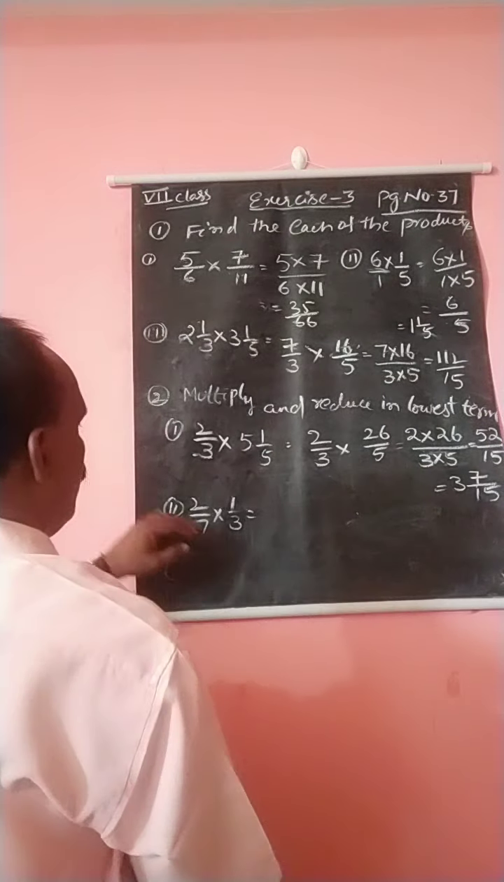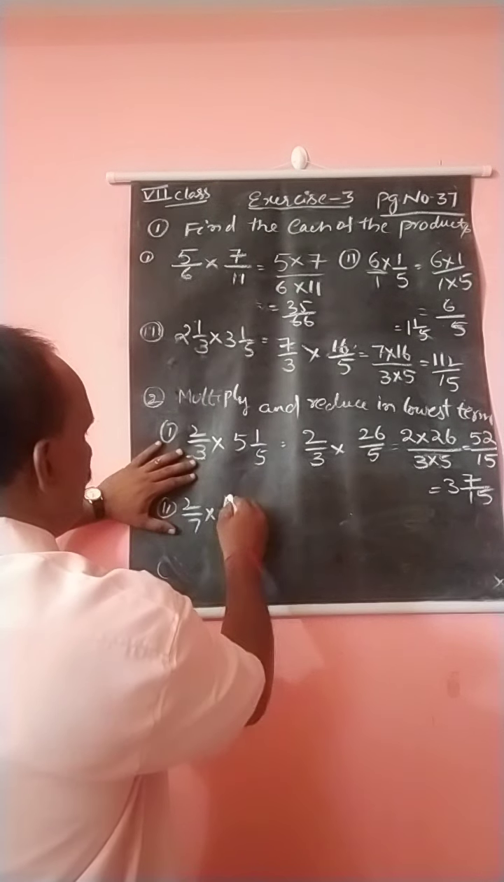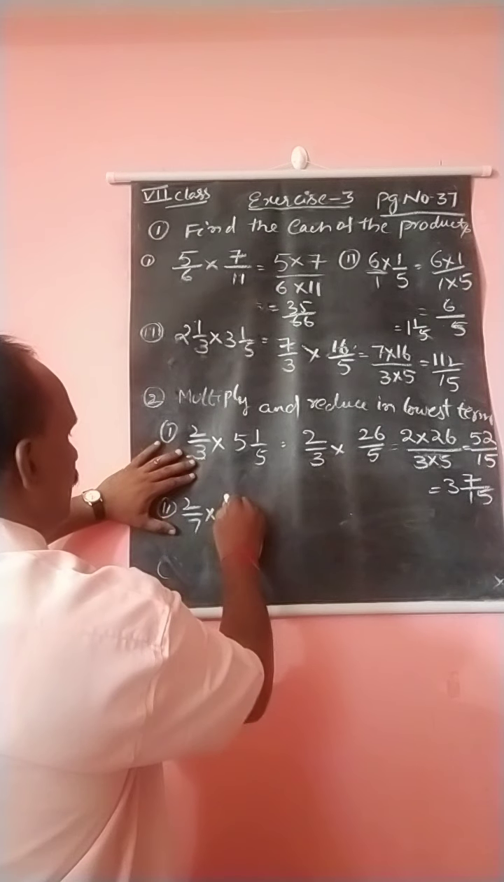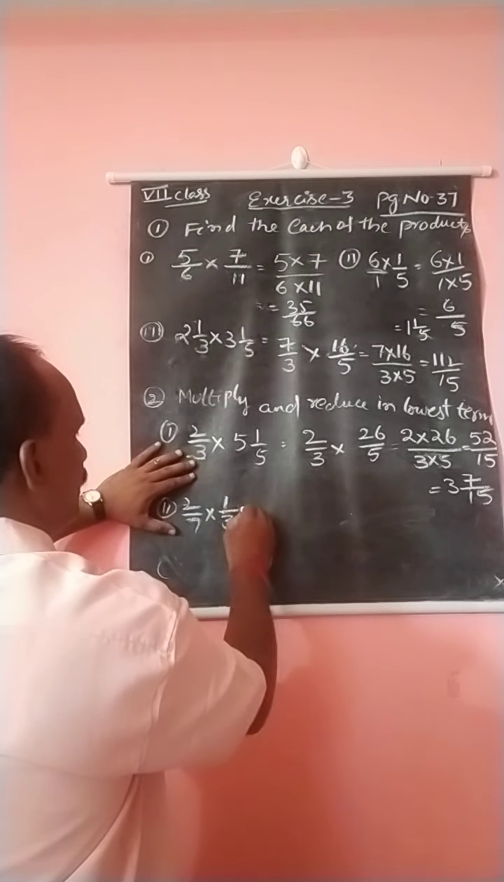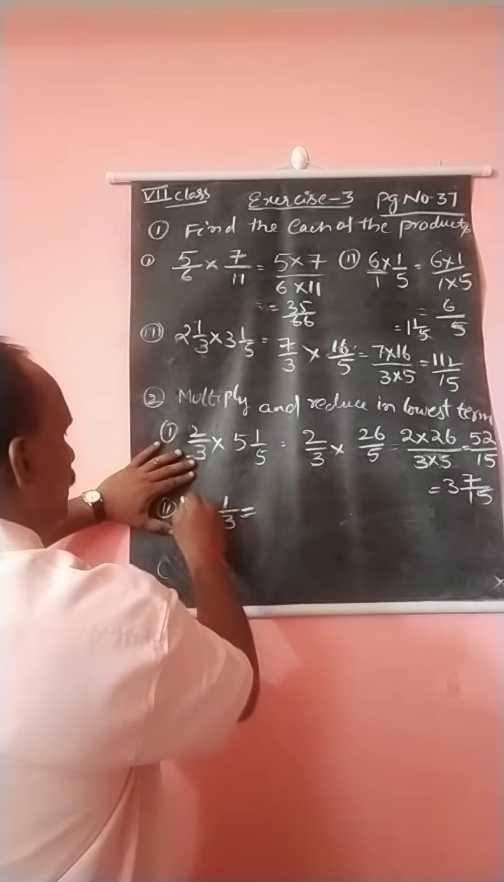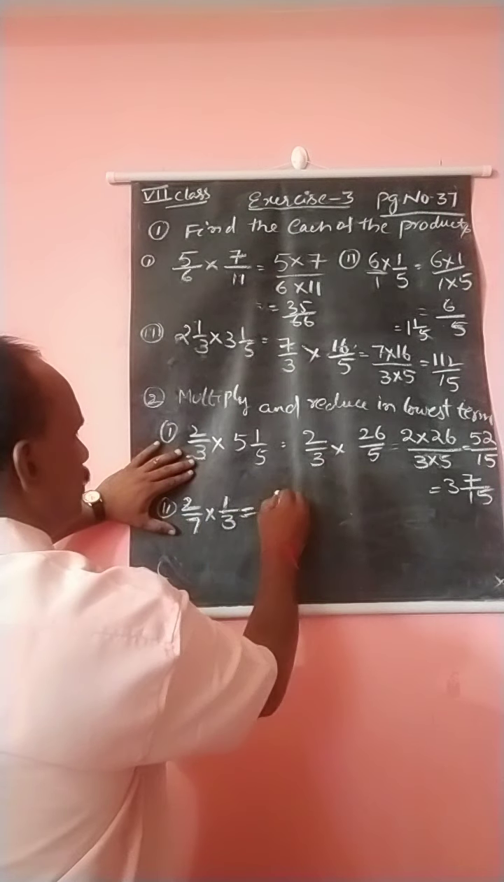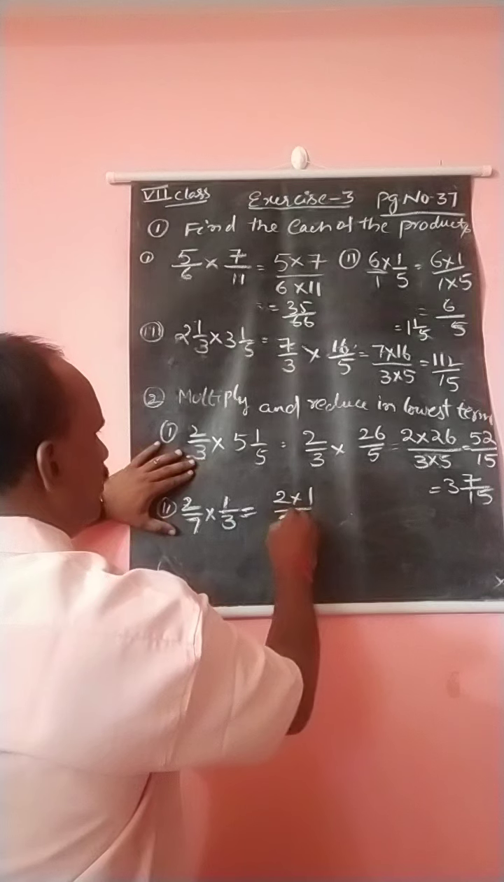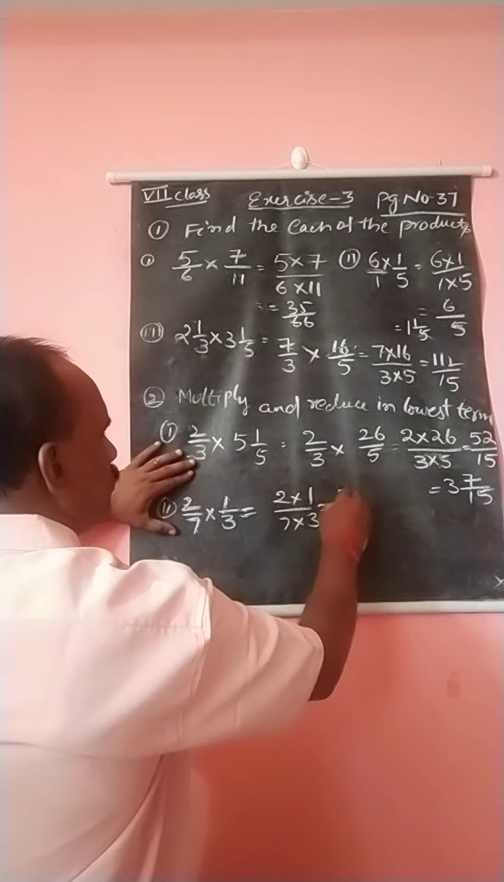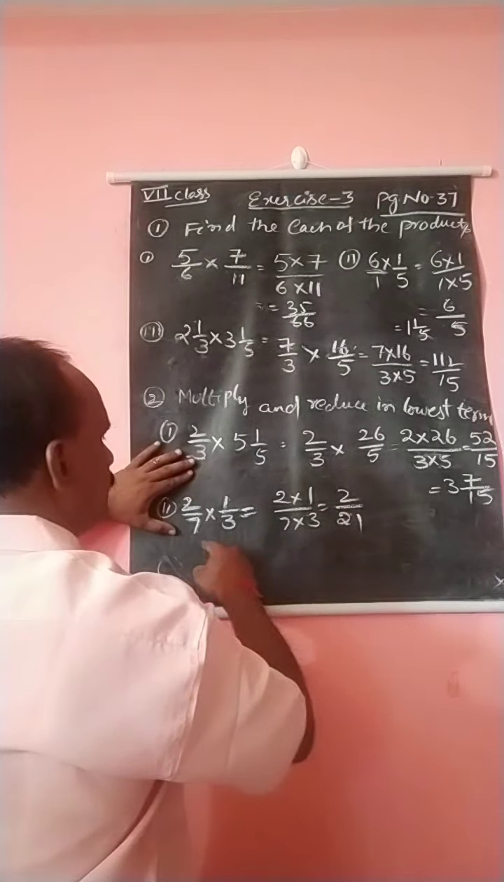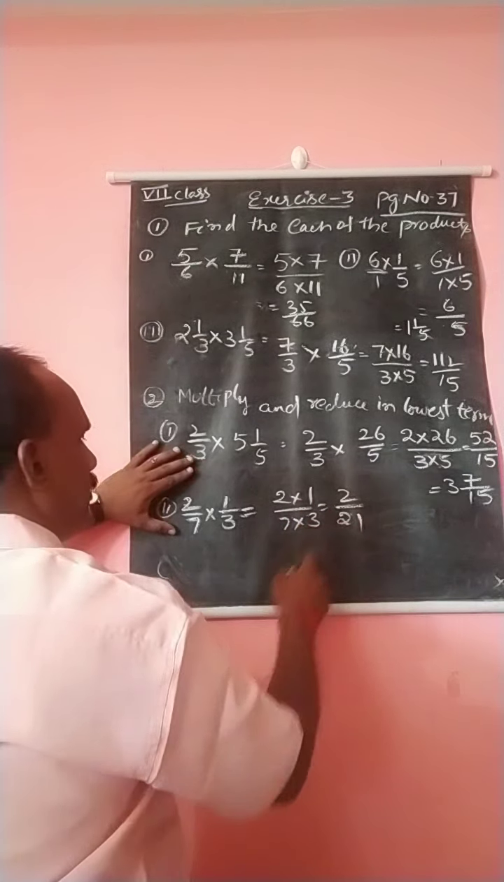Next, second problem: 2 by 7 into 1 by 3. Here also there won't be any cancellation between numerator and denominator, so you can do direct multiplication. 2 into 1 by 7 into 3, that is equal to 2 by 21. 2 ones are 2, and 7 threes are 21.